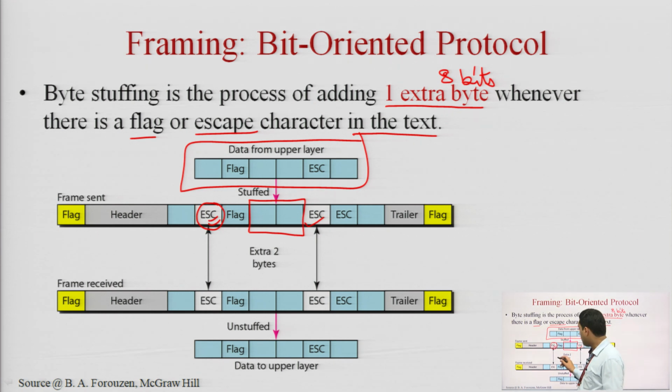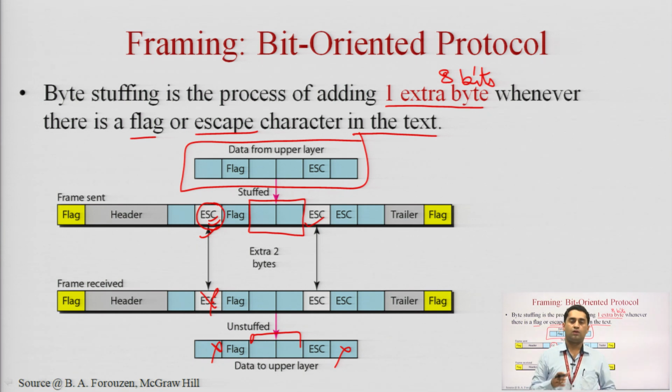Okay. So, the new one is this. When the receiver receives this, it will ignore this escape. So, you will see this was added here at the sender end, and at the receiver end it will be removed. So, this is the original data. This is known as byte stuffing. Now, every piece of data is represented in the form of bits, and yes, the collection of bits is a byte. For example, I am saying what special combination I am taking.